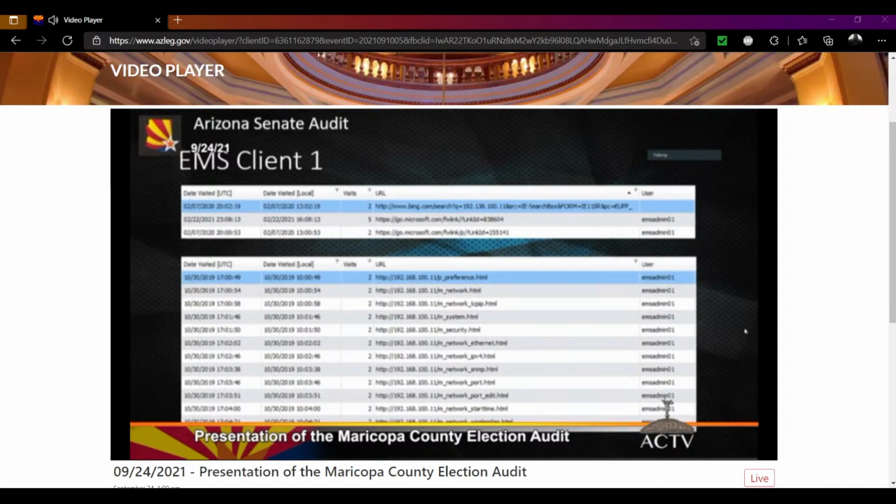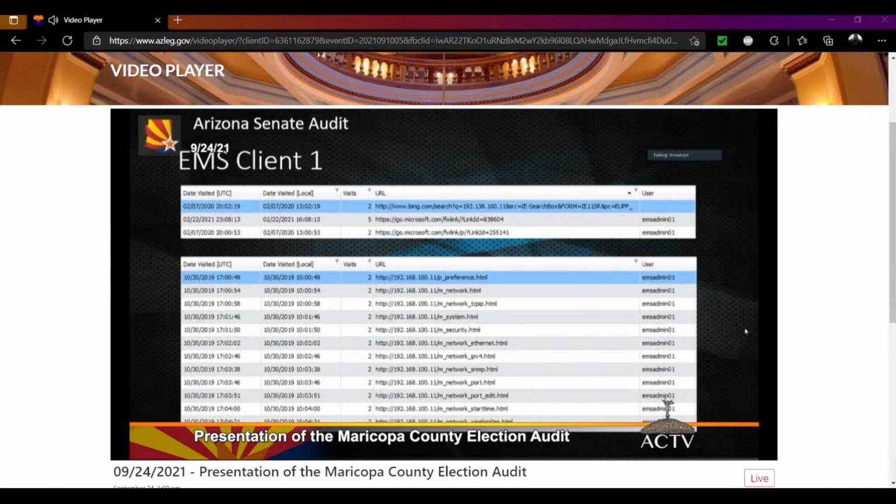Now, the 9 connections at the top there, you'll see that as far back as February of 2020, there were 4 connections made to that URL, to the Microsoft URL. And then on the 22nd, which coincidentally enough is during the time of the audits, there were 5 connections to the Microsoft URL.